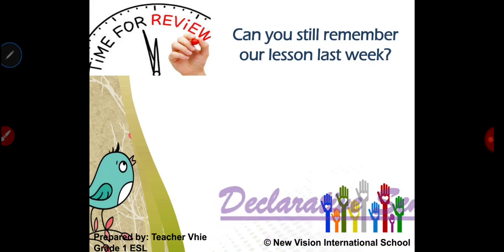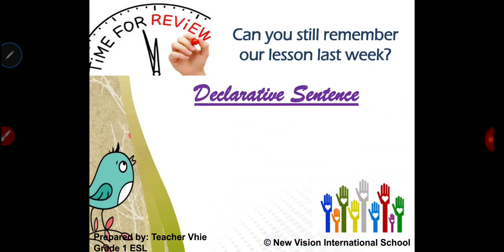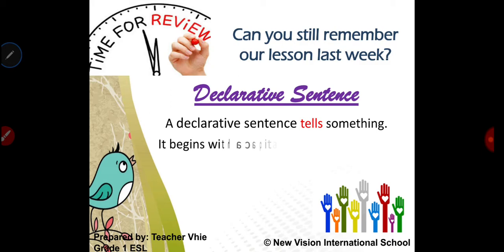Great. And that is declarative sentence. Do you know what is a declarative sentence? Good job. A declarative sentence tells something. It actually begins with a capital letter and it ends with a period. Good job. And I have here an example.